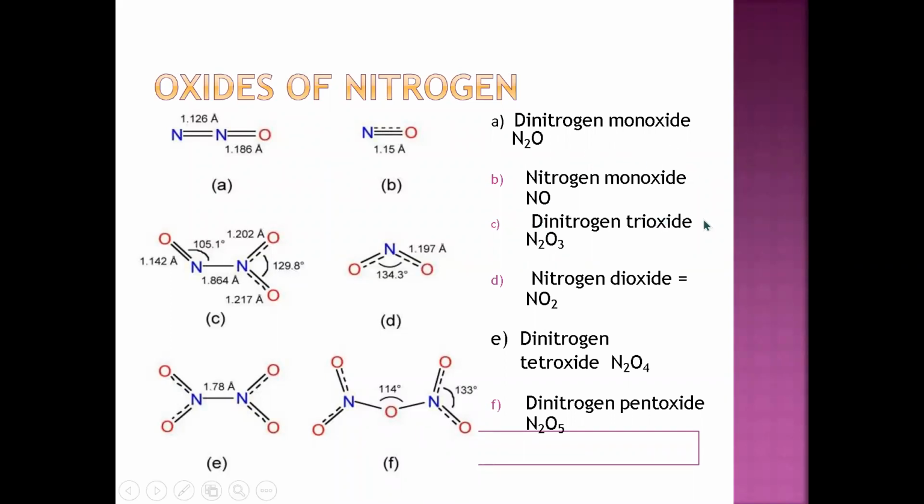Next, dinitrogen trioxide, N2O3. This happens when nitrogen dioxide reacts with the oxygen in the atmosphere, or in the commercial and laboratory preparation of nitric acid. Okay, so the structure will be like this. Next is nitrogen dioxide. After that, dinitrogen tetraoxide and dinitrogen pentaoxide.